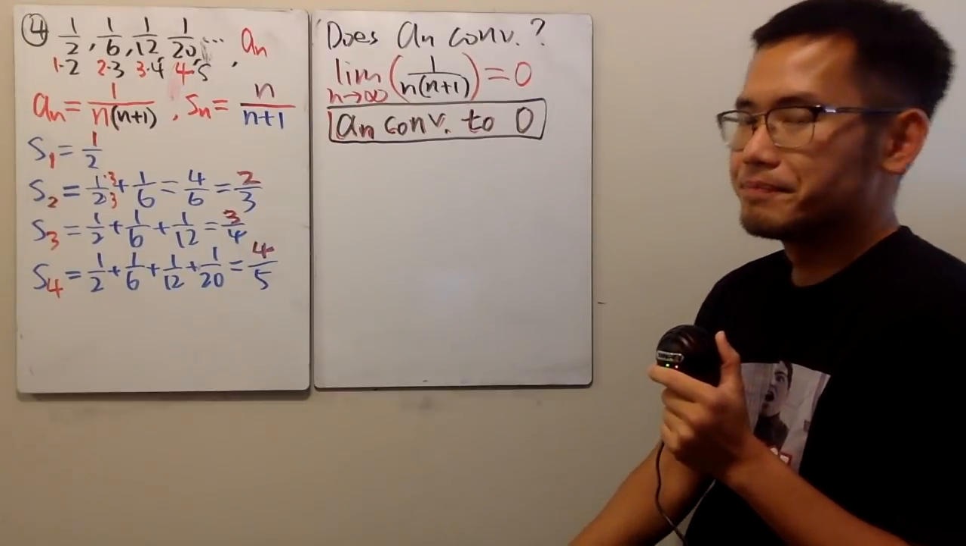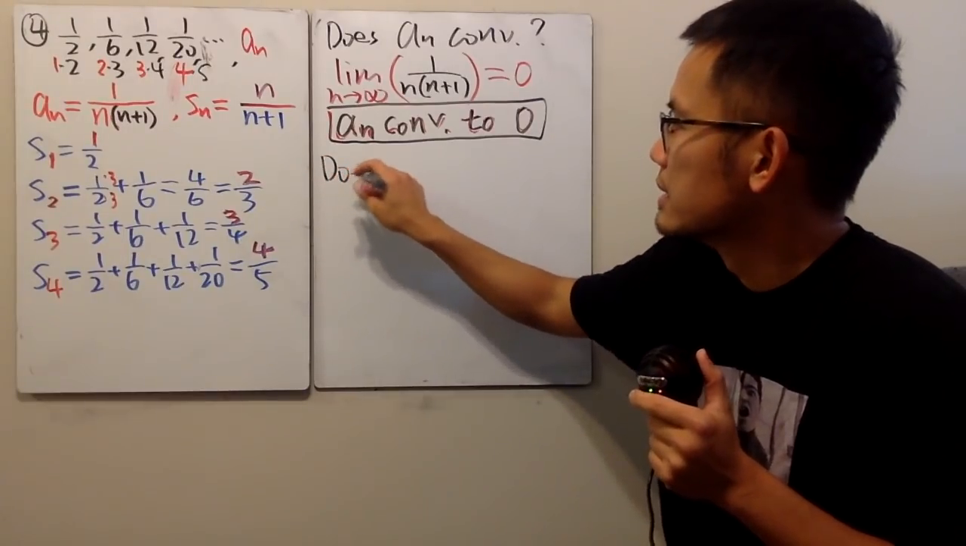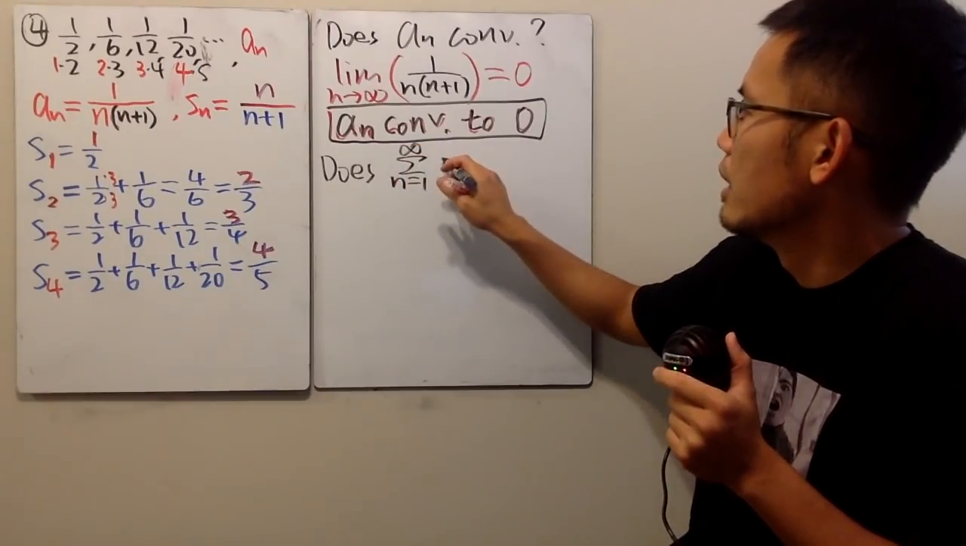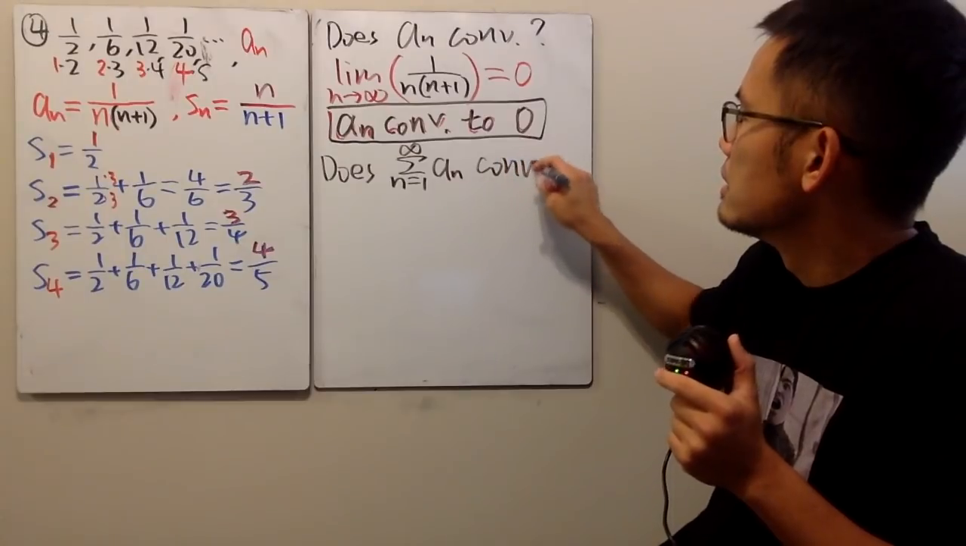All right, great. Now, next, does the series as n goes from 1 to infinity of an, does this converge?